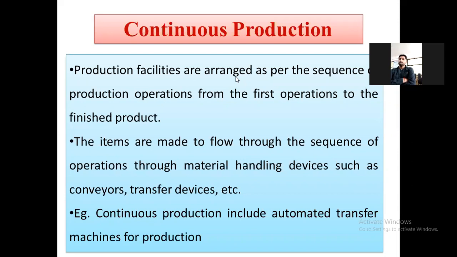Examples of continuous production include automated transfer machines for production.